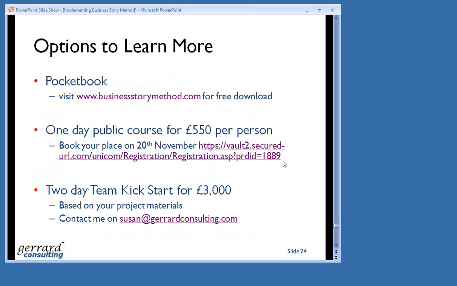So, okay, where do we go to learn more then? I mentioned the pocketbook as we were going through the presentation, and on the first slide you'll have seen a copy of that. You can actually download that for free by visiting the Business Story Method website. You can also buy it for £10, and we'll brand the pocketbook with your company or team logo if you like. But visit the website and download one for free and take a look at some of the techniques in there. If you want to learn more, we've got a public course. The next one's on the 20th of November, so you can book yourself a place.